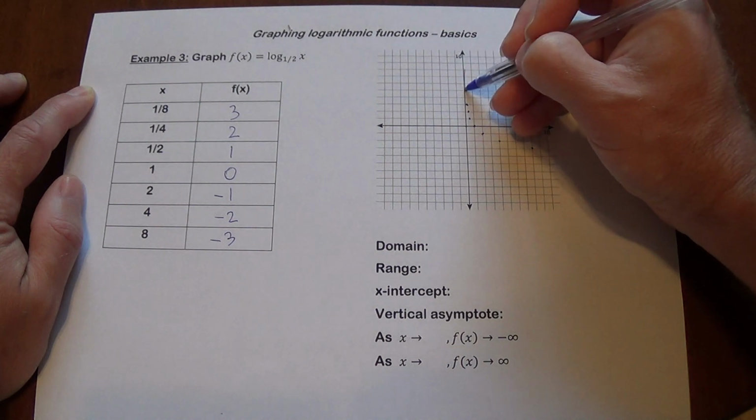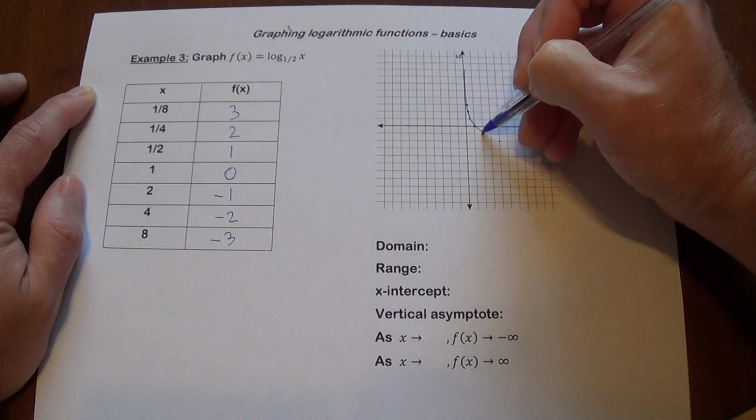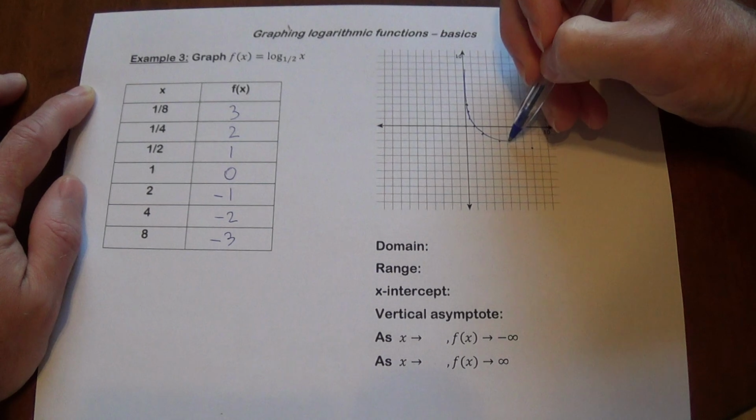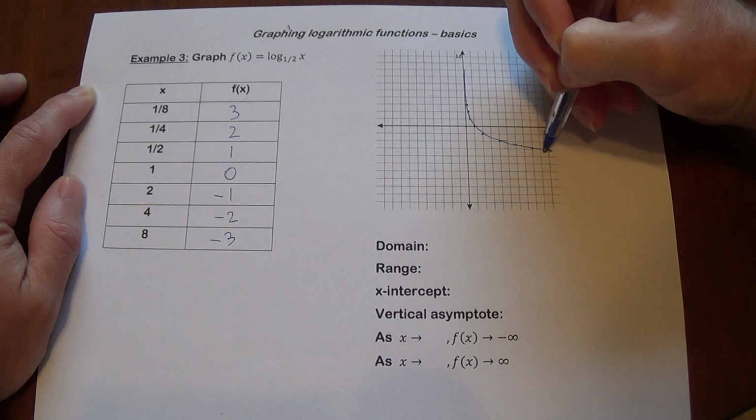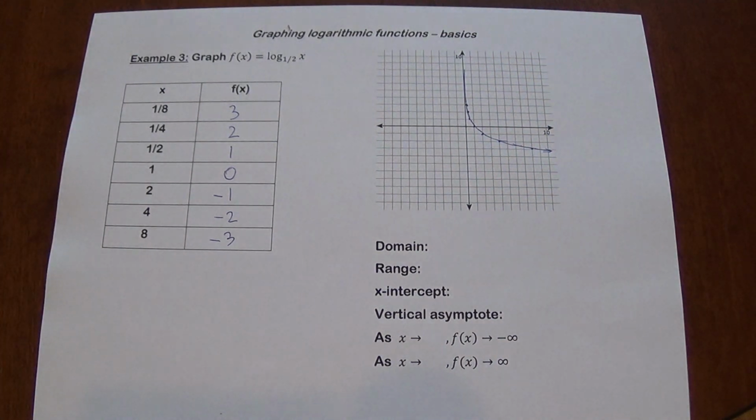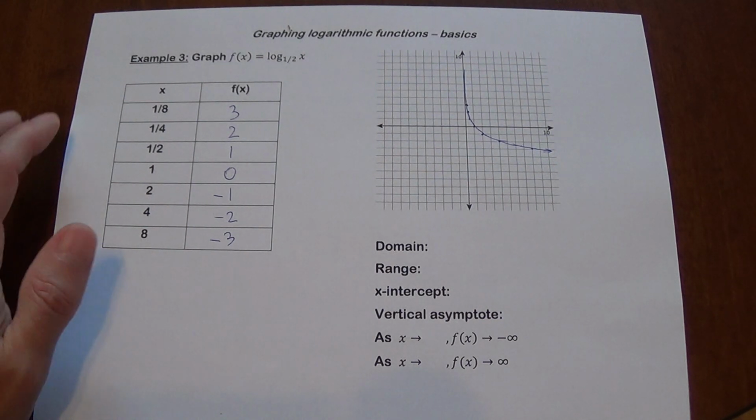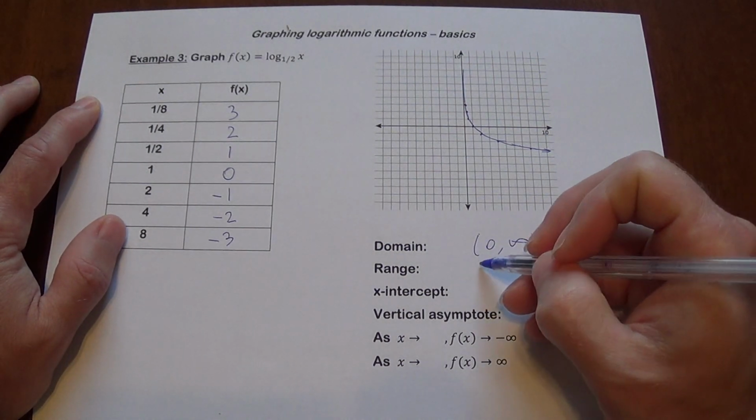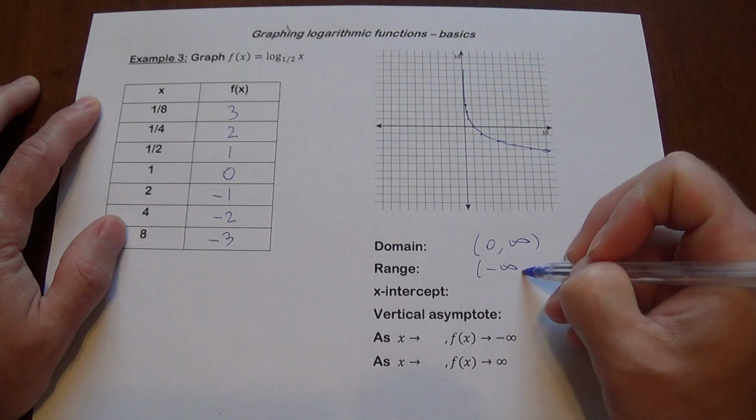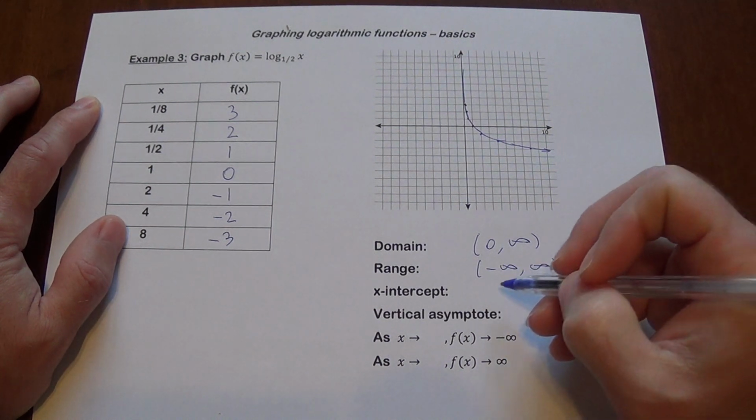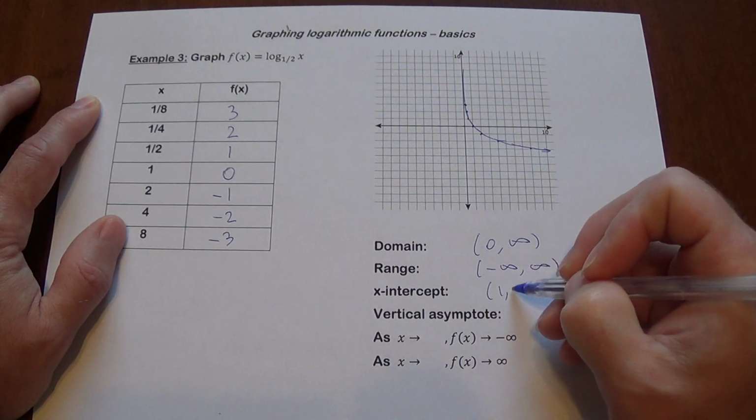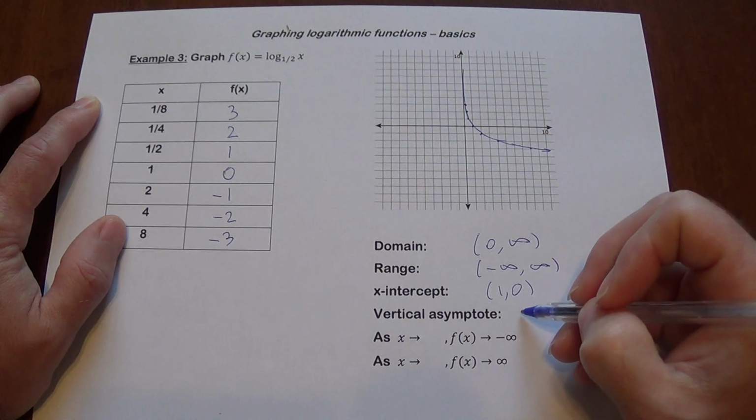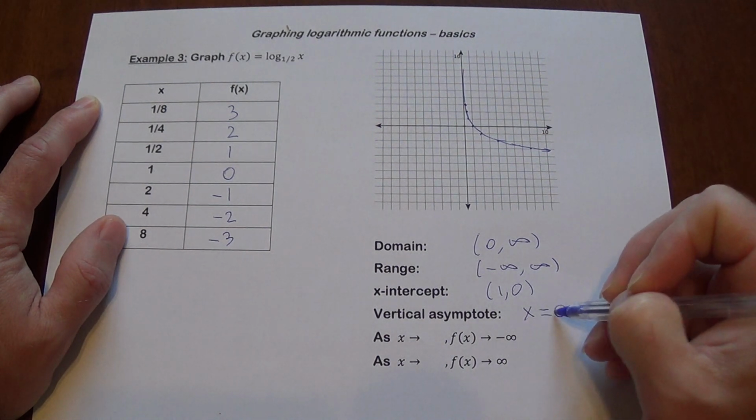So if you compare this graph with the first one we did, it looks kind of similar, except it's flipped. It's reflected about the x-axis. The domain is still the same, 0 to infinity. The range is still the same, negative infinity to infinity. We still have our x-intercept at (1, 0). Our vertical asymptote is still going to be x equals 0.